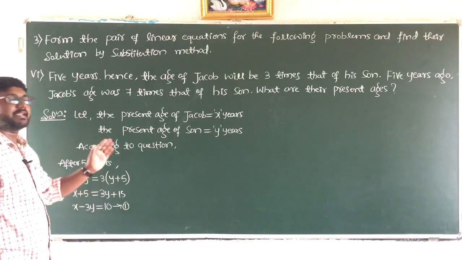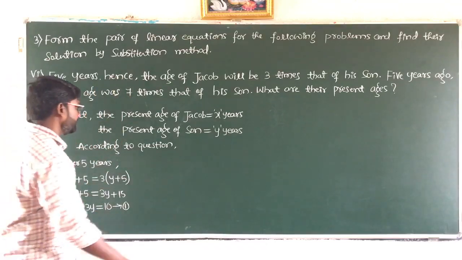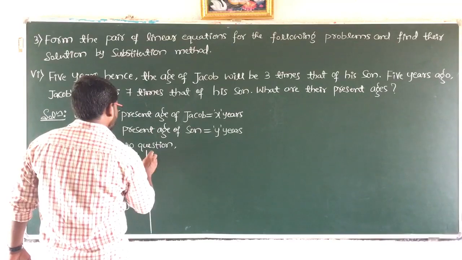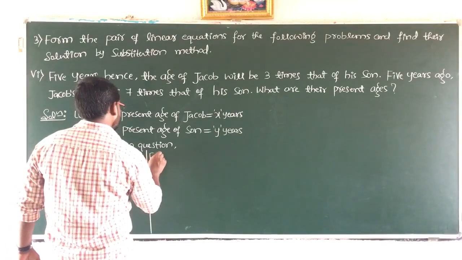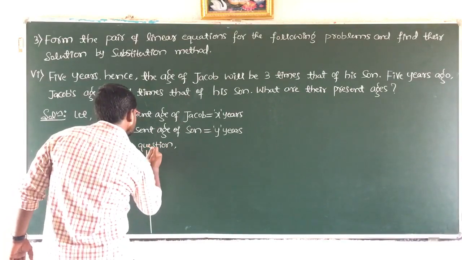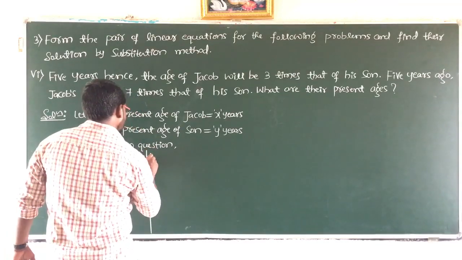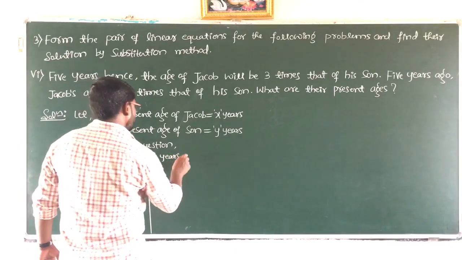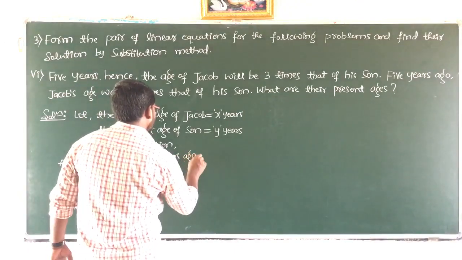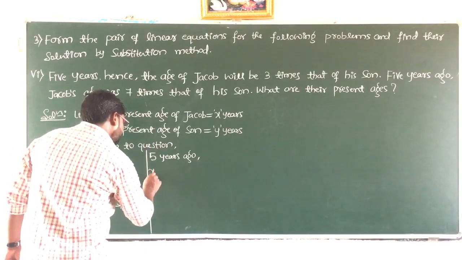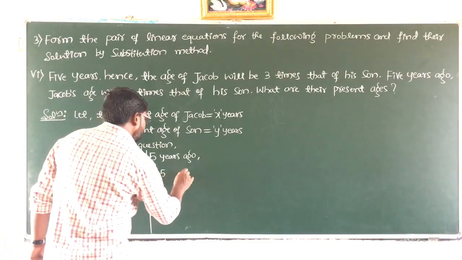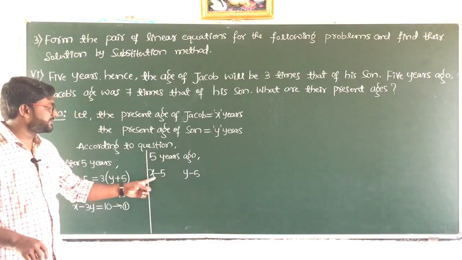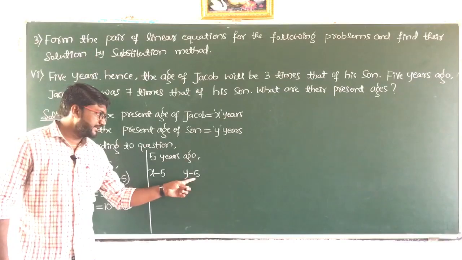We have to go for the second case now, that is 5 years ago. So here second case will be 5 years ago. 5 years ago, that means x minus 5, and here it has to be y minus 5. We have to subtract 5 from the present age of Jacob and 5 from the present age of his son.